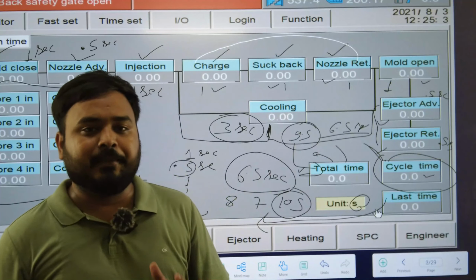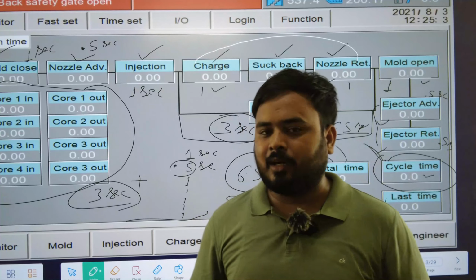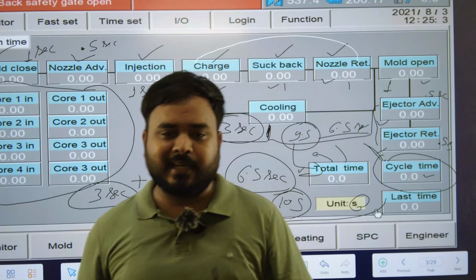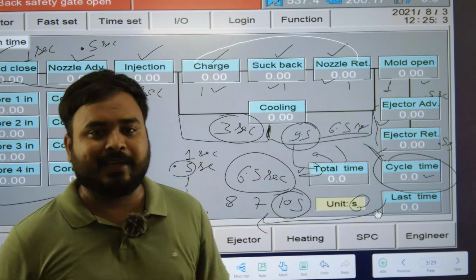So guys, this was an important video. Hope you got the correct method of finding the cycle time. You might now know what cycle time is. This is how you can calculate your cycle time.